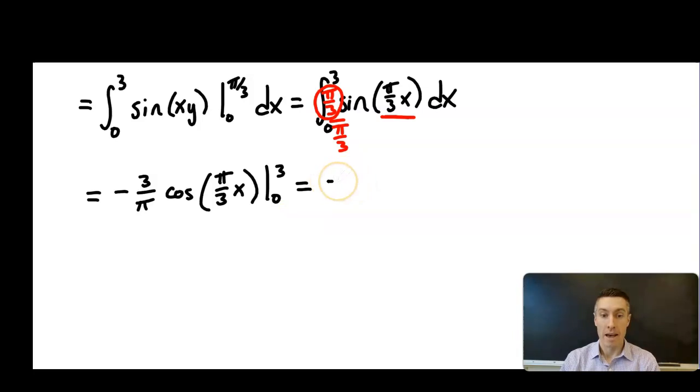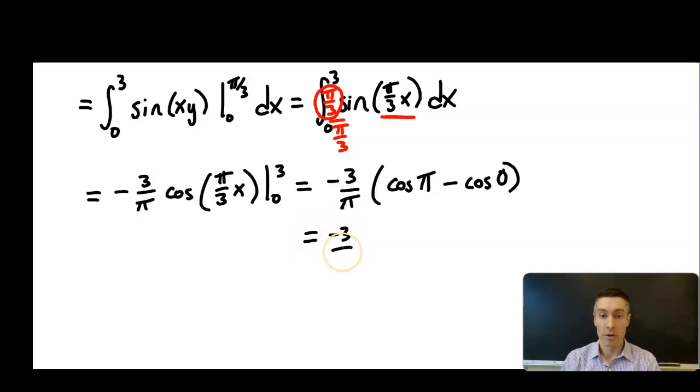Okay, so we have negative 3 over pi, and we'll just leave that factored out. If we plug in 3, we have cosine of pi, and then minus cosine of 0. So we have negative 3 over pi times negative 1 minus 1. So we get 6 over pi.